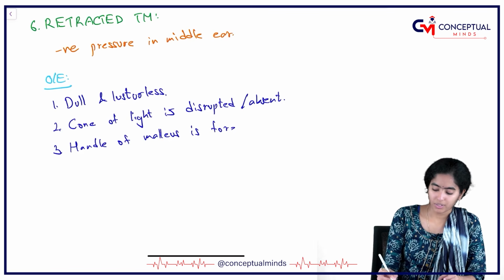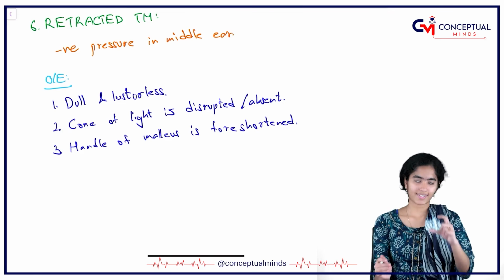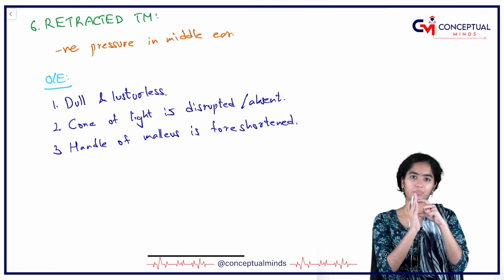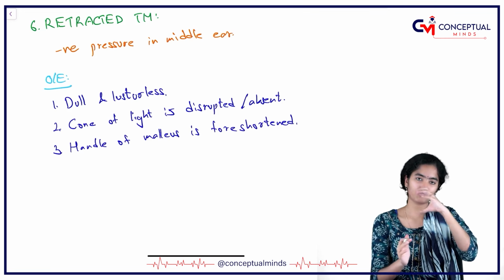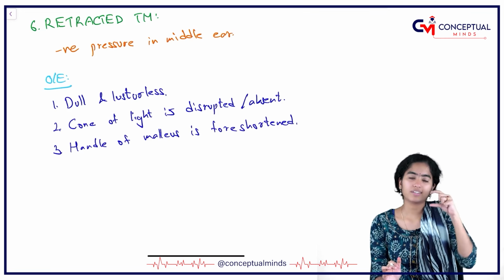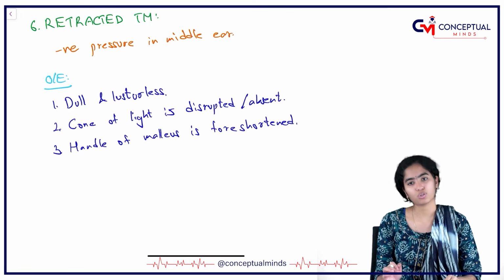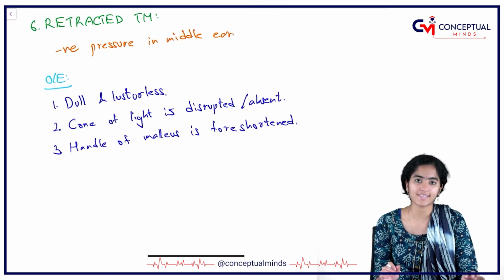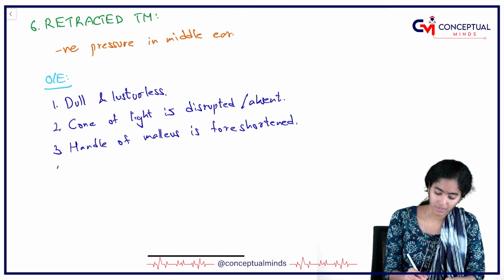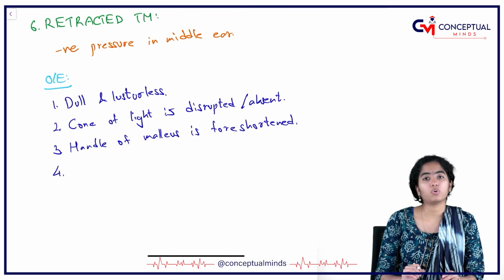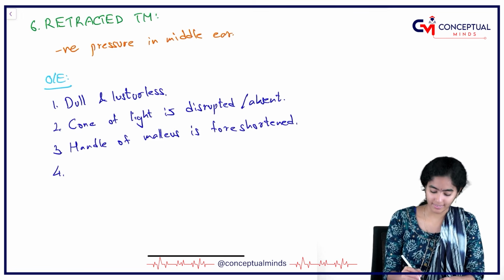Why does it appear foreshortened? This is the handle of malleus on an intact tympanic membrane, and when the tympanic membrane itself is going inside, the handle appears even smaller. So the handle of malleus is foreshortened. And the lateral process now is very prominently seen.